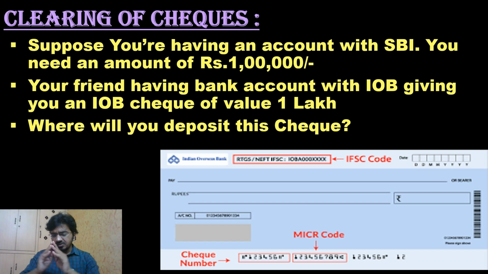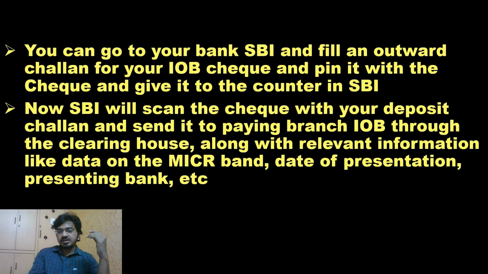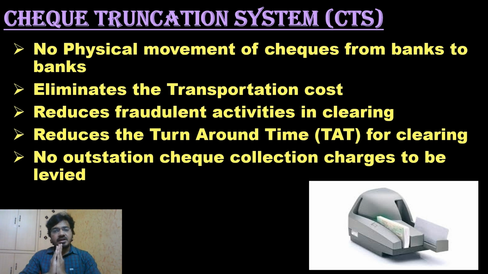Okay, so the next thing is they will see whether that person, your friend, is having an account in IOB, right? Whether he is having sufficient funds in his account or not. If all the things get ticked, the amount will be transferred from IOB to your SBI account. This is how clearing of checks happens nowadays. Okay, and check truncation system. The word may seem new to you, but these things I have now explained to you, right? Those things are called check clearing.